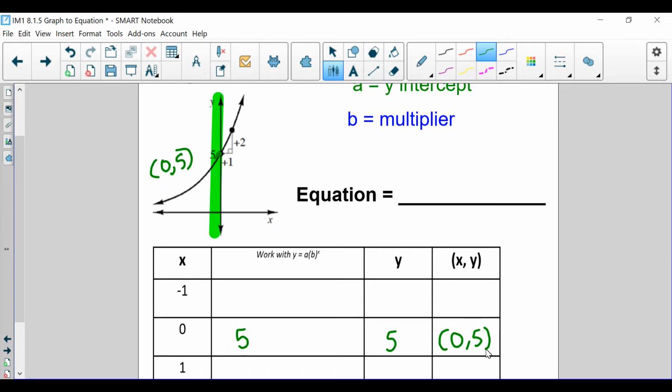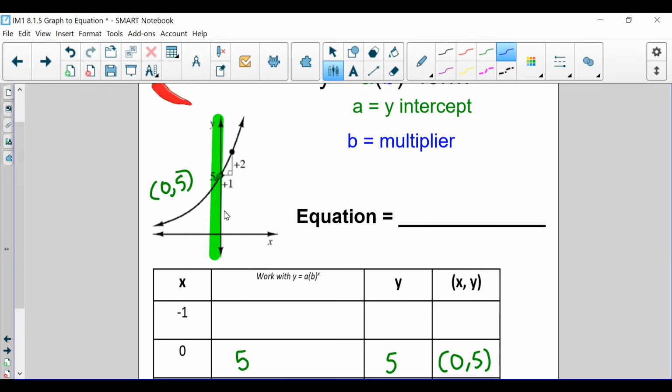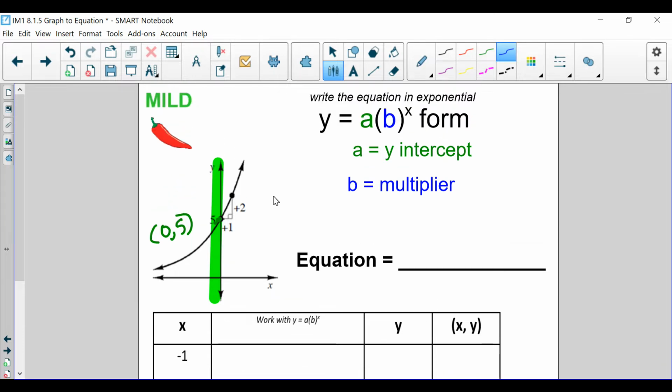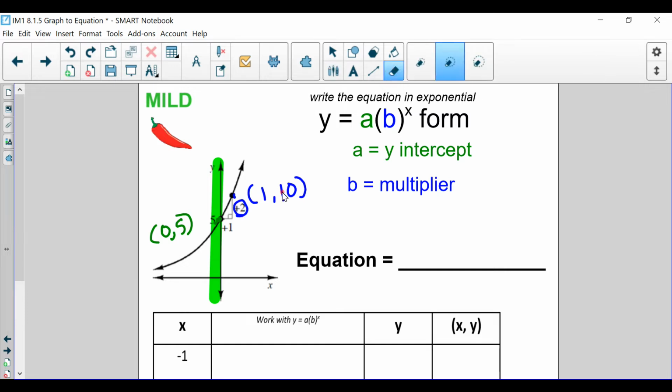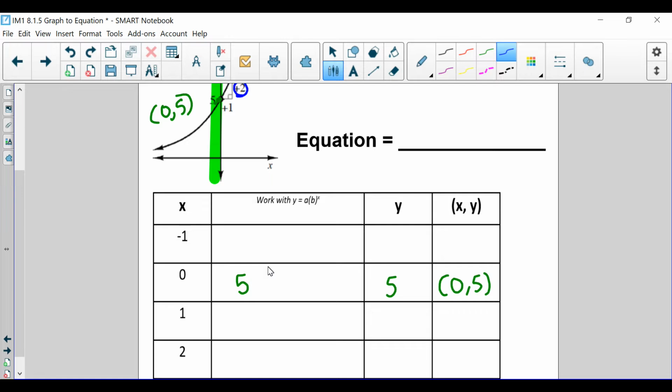Then the next thing we're going to notice is that it has over 1 up 2. Since this goes over 1 up 2, a lot of people will think that this point is 1, 10 because it's exponential. We're multiplying by 2. However, take a look at the growth triangle. This is saying actually plus 2. So this value is not going to be 10. It's actually going to be 5 plus 2, which is going to be 7. So our next point on the graph is 1, 7.